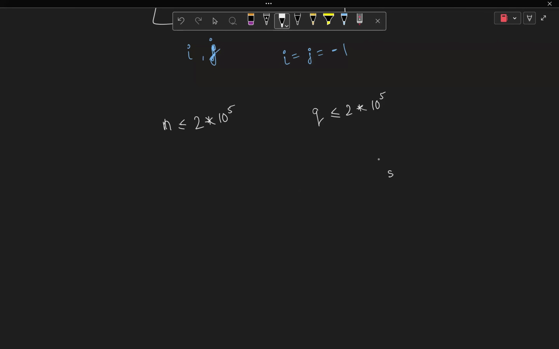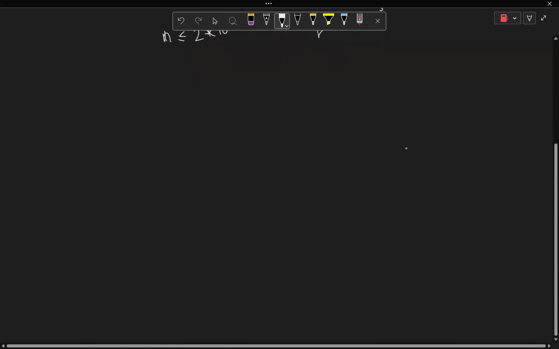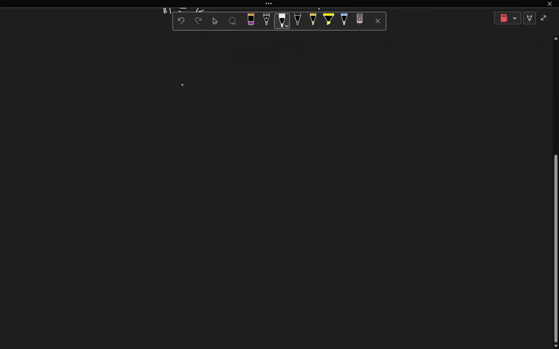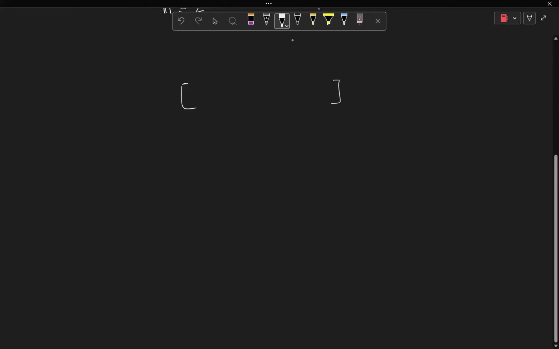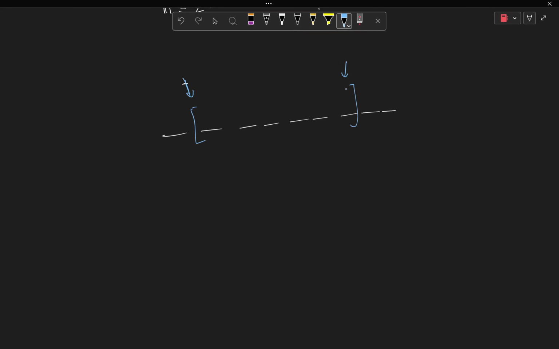Okay, so let us see what can we do. Would you guys like to have a guess at what time will we have the answer equal to -1 and -1? Let me draw it like this. The array is, let's say, looking like this, and I gave two indices as this index and this index. So in what case will you not be able to find two different elements in this range? Try to think about it.